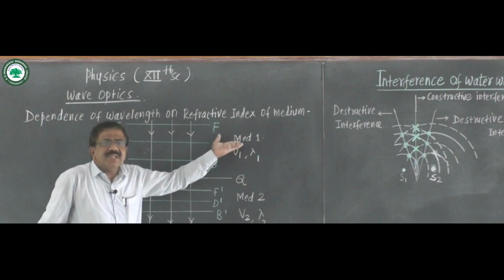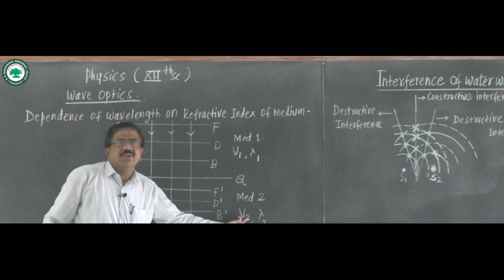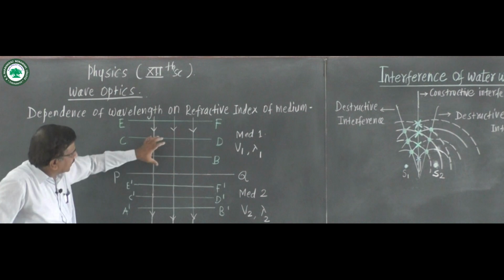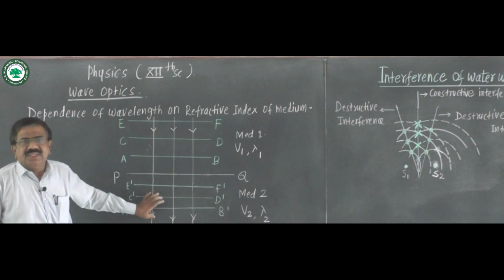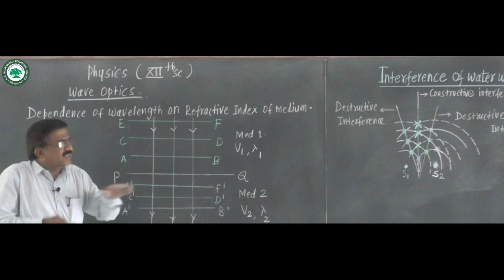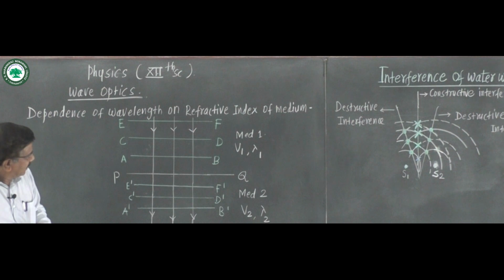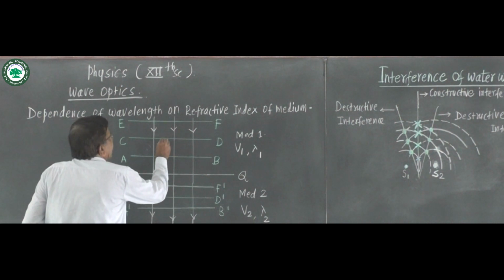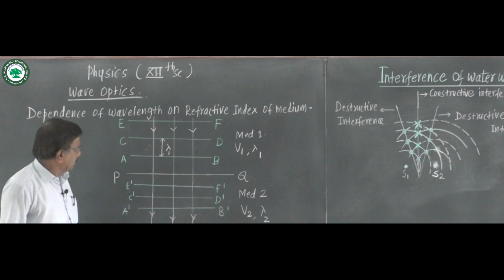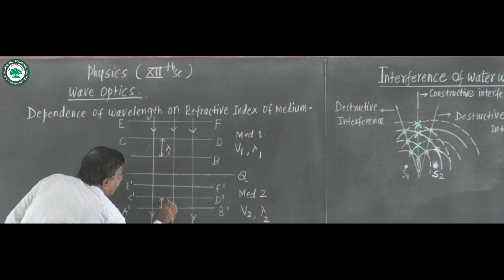As medium 1 is rarer, the speed of light V1 in this medium is greater than in medium 2, because medium 2 is denser medium. V1 is greater than V2. So light covers less distance in medium 2 in the same time, because speed of light is less in this medium. Suppose the distance between the wavefronts is equal to the wavelength of light, lambda 1 here, and lambda 2 here.